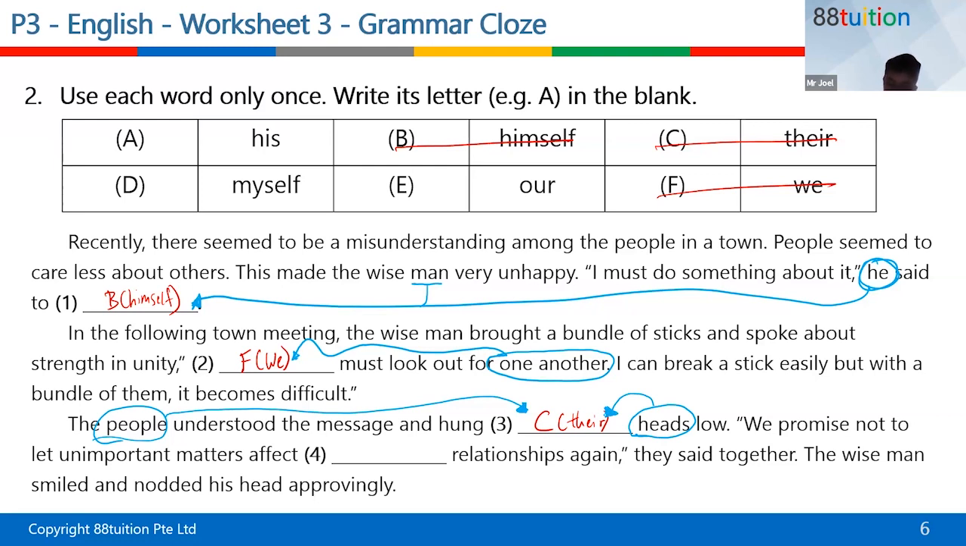Don't worry. Next, we promise not to let unimportant matters affect our. So the answer here is E, our relationships again. All right. Why is it our?